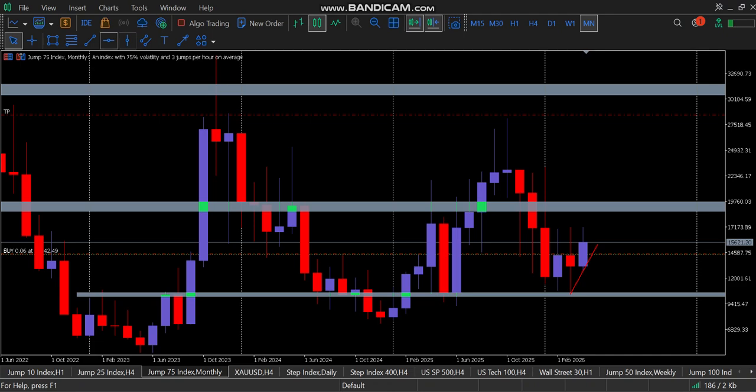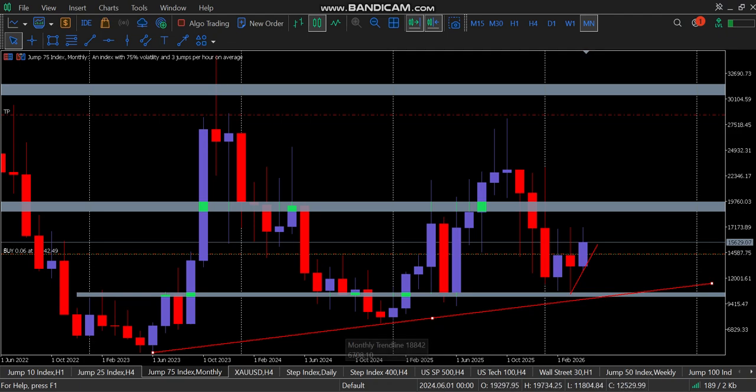I always love taking trend line trades, especially on Jump 75 and Jump 10. So there was a trade around here. This is the first touch, this is the second touch. However, there's probably going to be some third touch later.